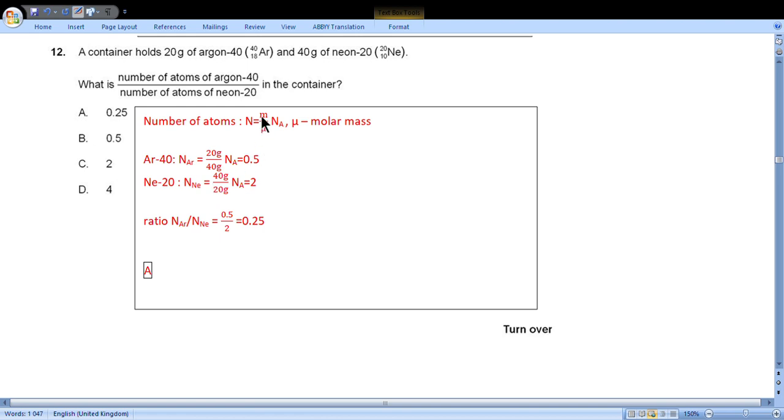We substitute values into this formula. So, and here should be n Avogadro. So when we find ratio, n Avogadro is cancelled, and we get 0.25, so A.